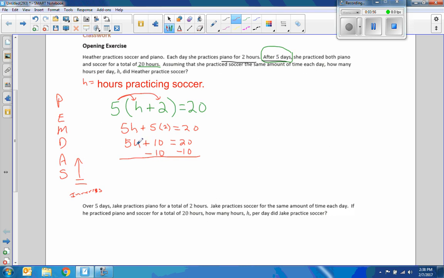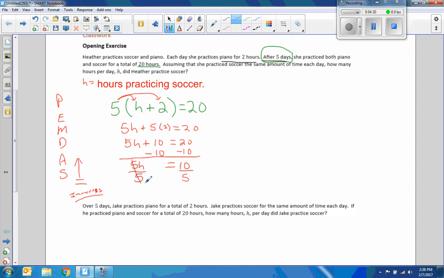So finally, when I have 5H plus 10 minus 10, these cancel, and I get 5H plus 0, or just 5H, equals 20 minus 10, which is 10. Then we're moving up the ladder here. We're getting to multiplication and division, and we have multiplication. 5H means 5 times H. We're doing inverses. The inverse of multiplication is division, so I'm going to divide both sides by that 5 that H is being multiplied by.